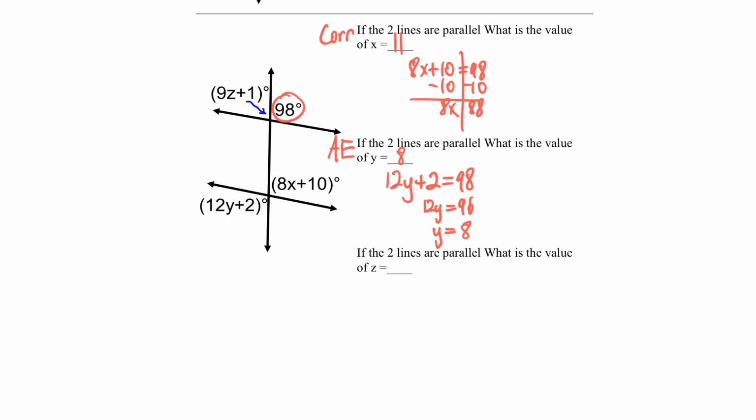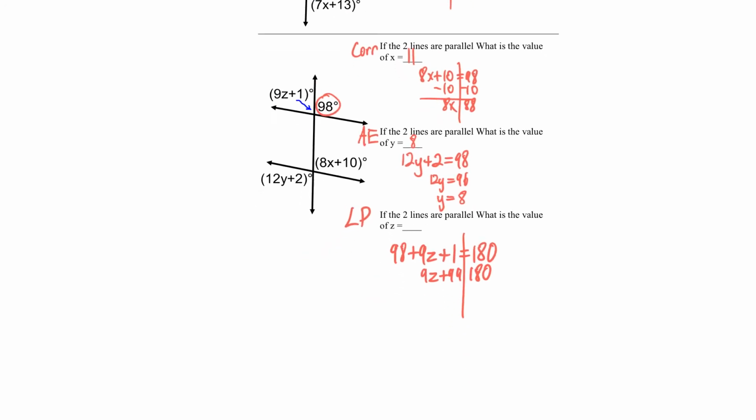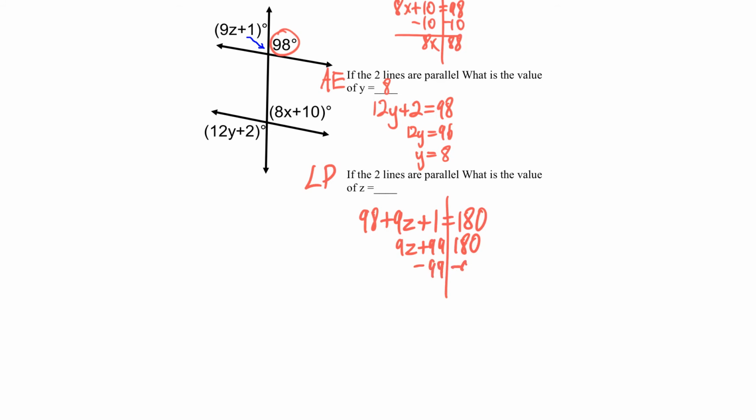Now, the 98-degree angle and the angle with z in it, what are those? They're a linear pair. And what do I know about a linear pair? They're supplementary. So 98 plus 9z plus 1 equals 180. So 9z plus 99 equals 180. Subtract 99, 81, divided by 9. What does it equal? 9. z is 9.